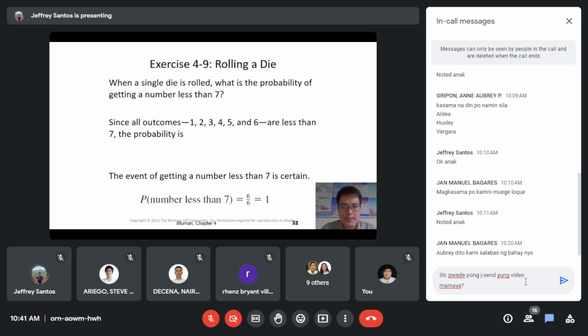So an additional example, rolling a die pa rin tayo. When a single die is rolled, what is the probability of getting a number less than 7? So of course, since all outcomes 1, 2, 3, 4, 5, and 6 are less than 7, then the probability is, of course, 6 over 6, that is 1. Tama ba? The probability of getting a number less than 7 when you roll a die is 1 or 100%.